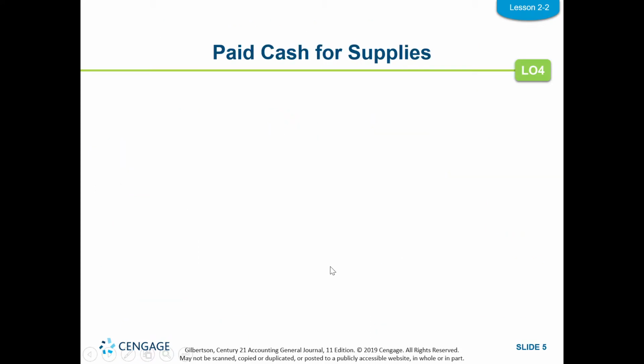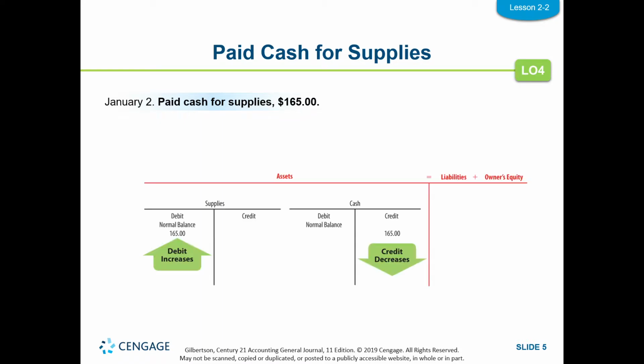Now with our next transaction, we're going to pay cash for supplies. January 2nd, paid cash for supplies, $165. Again, the first question I ask, what accounts are affected? Well, I paid cash, so cash is going to be affected. I bought supplies, so supplies are going to be affected. So cash and supplies are affected.